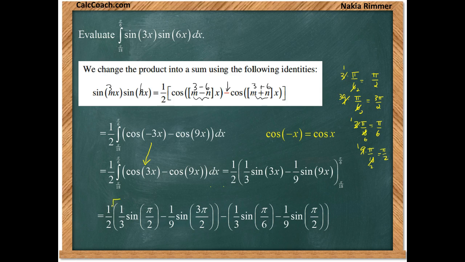And then we have our lower limit. The 1/2 is on the outside here. Both of these guys. We plug in pi over 18 and we get the pi over 6 and the pi over 2. 1/3 of sine of pi over 6, 1/9 of sine of pi over 2. Let's go to the next slide and finish this off.